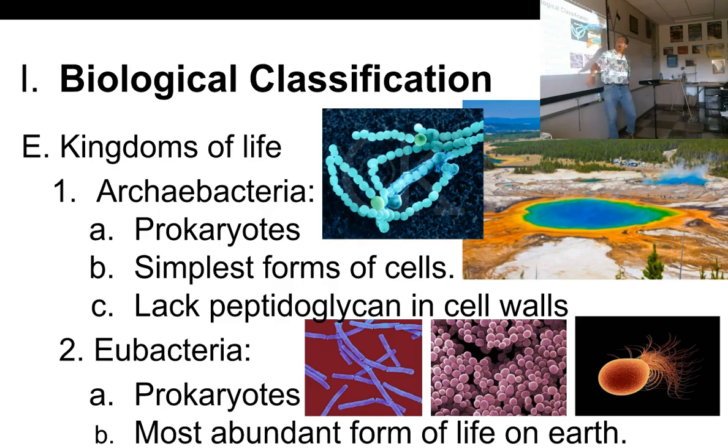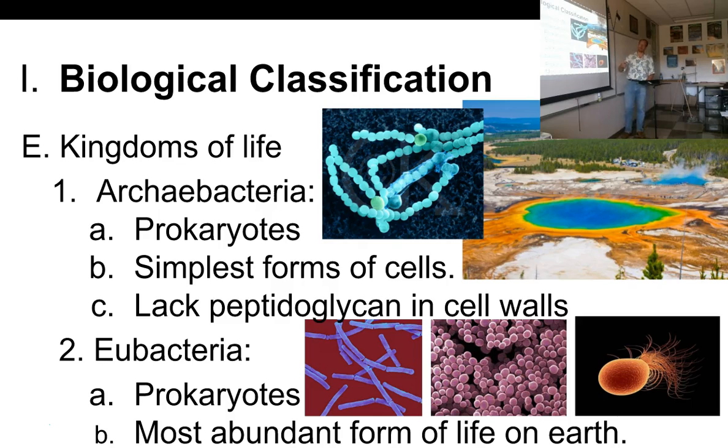So Archaebacteria are prokaryotic. They are the simplest forms of cells, and they lack a particular kind of protein called peptidoglycan in their cell walls. Don't stress about it, okay? But it is a way of distinguishing Archaebacteria from eubacteria. Archaebacteria don't have a nucleus and don't have peptidoglycan. Eubacteria are prokaryotic, but do have peptidoglycan in their cell walls. So it's just a way of distinguishing those two kinds of bacteria.